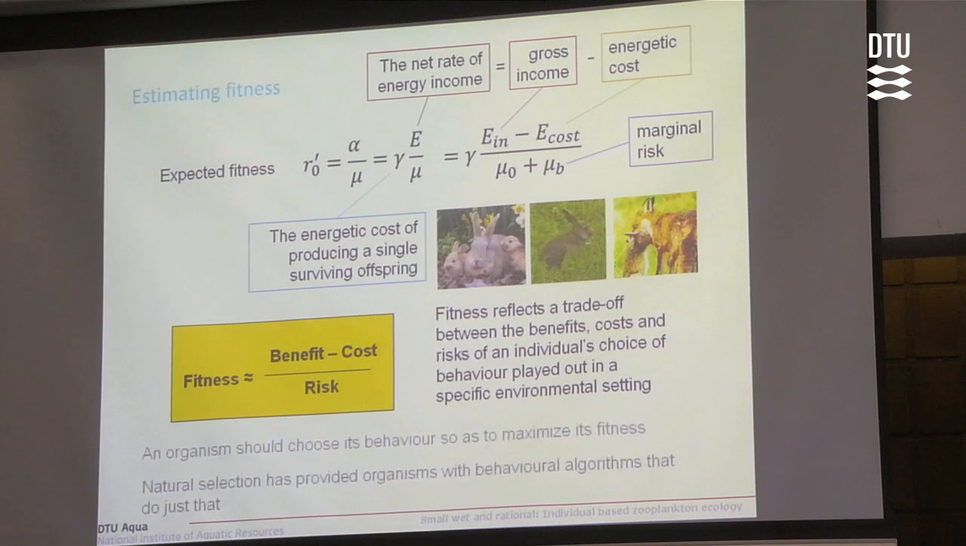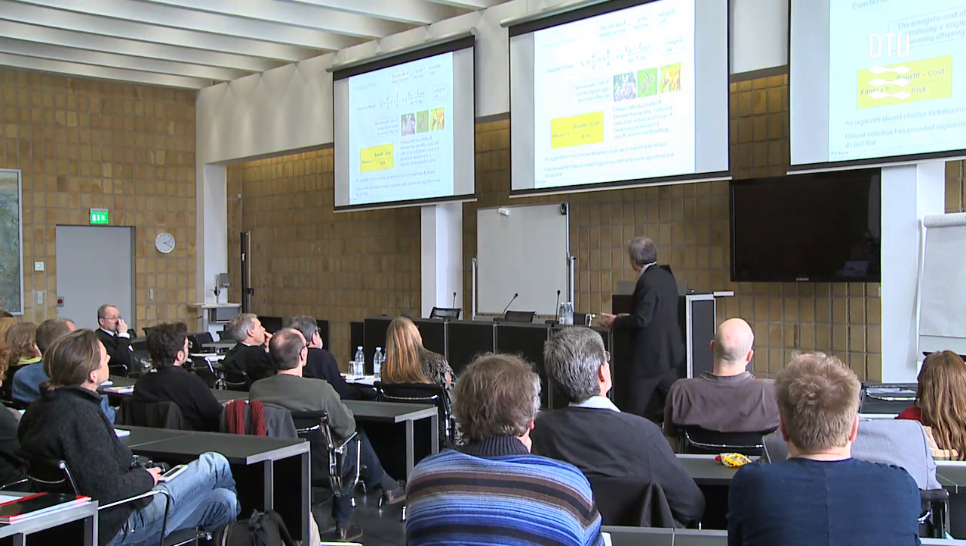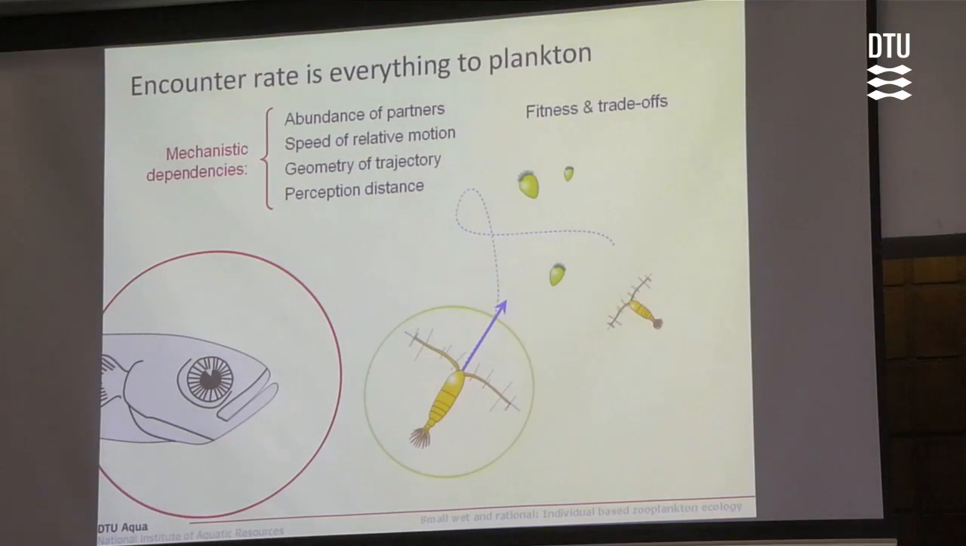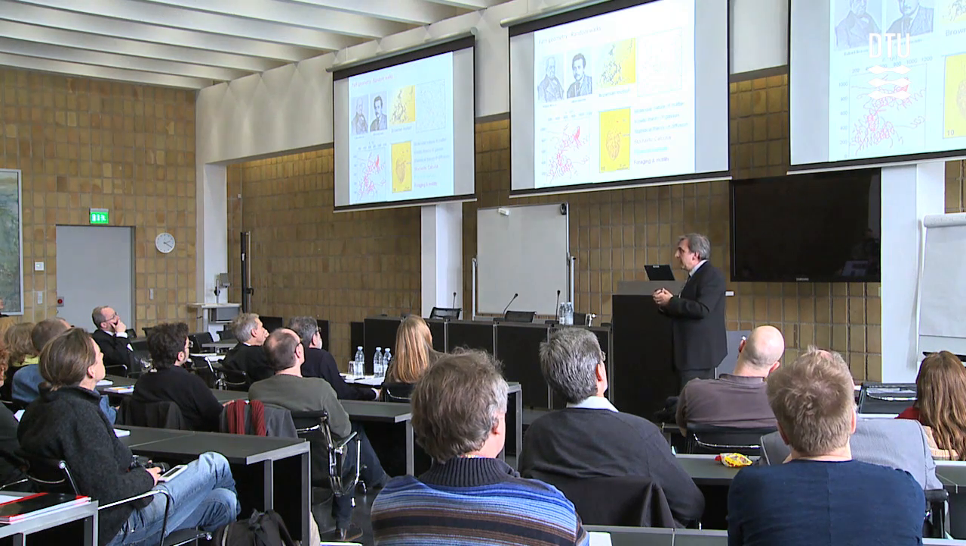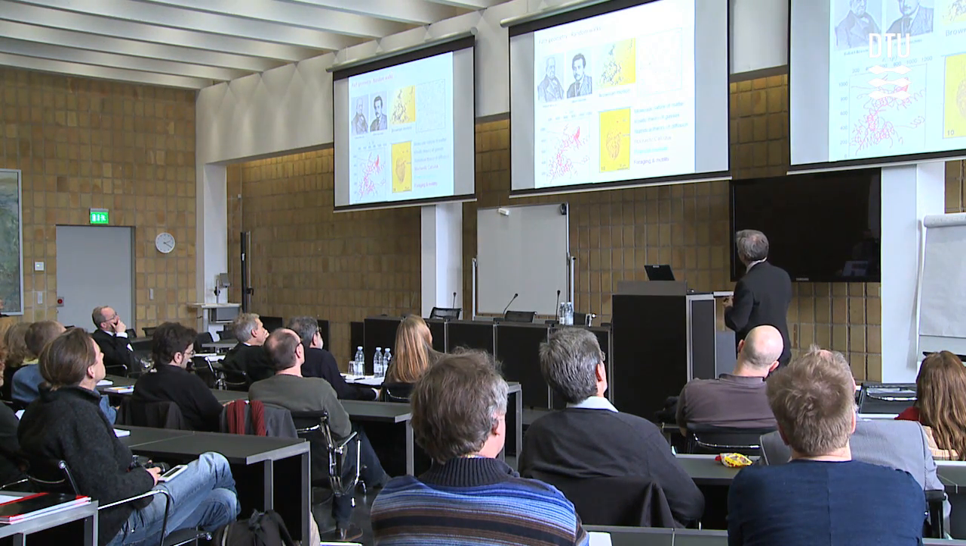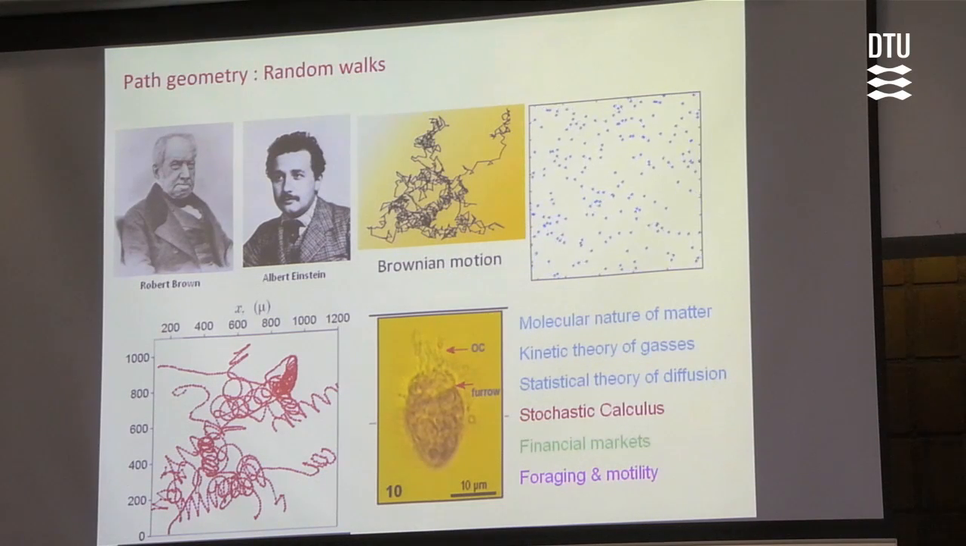All right? An organism should choose the behavior so as to maximize this particular fitness, and natural selection has provided organisms with behavioral algorithms to do precisely that. So now we come back to our little plankton story. Here they are, mechanistic dependencies. There's your swimming plankton, and these are the dependencies that they rely on. Path geometry is one particularly important aspect of this, and we can talk about that in terms of random motion. There it is there.